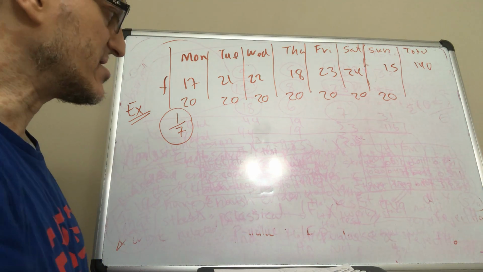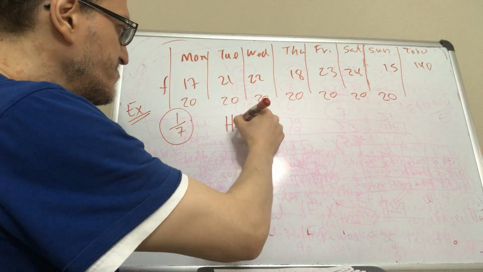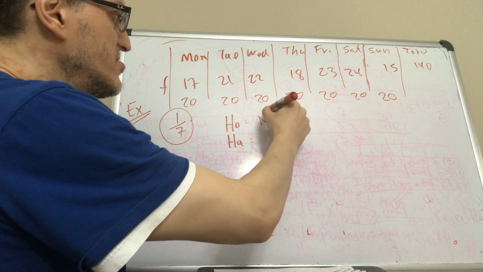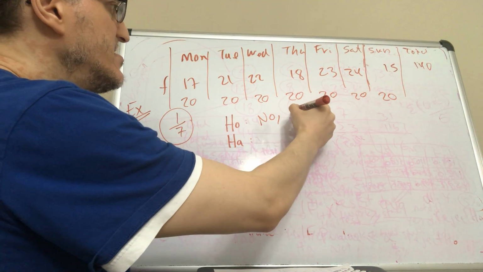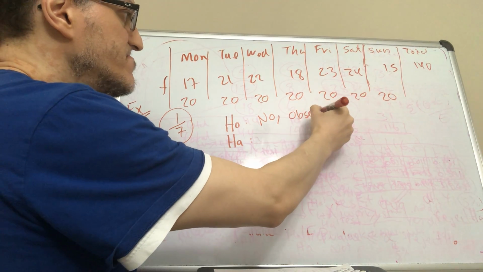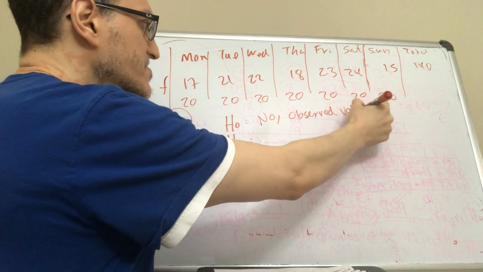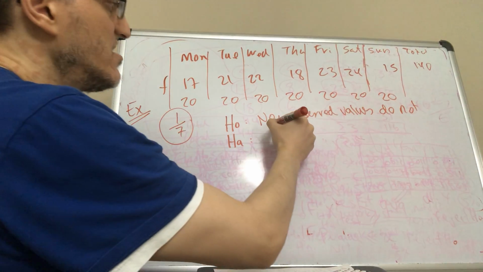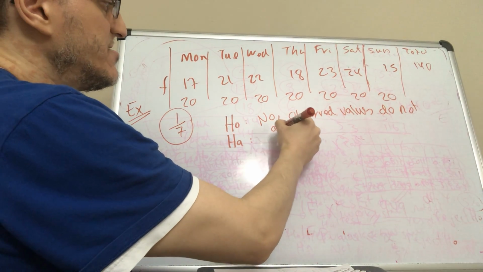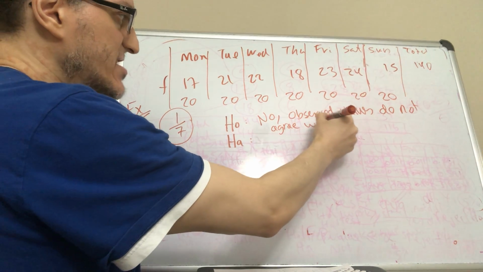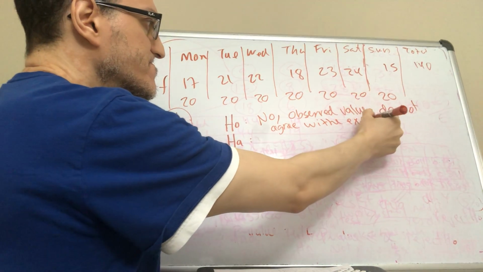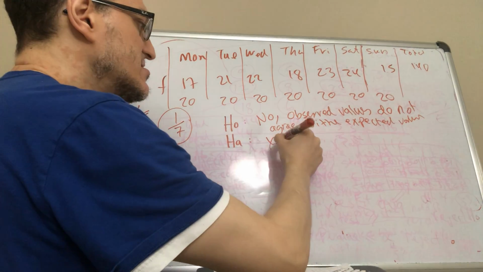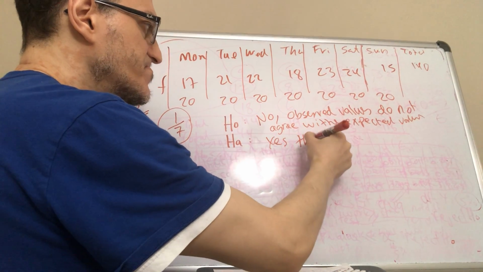Is this true or not? So you say, no, the observed values do not agree with the expected values, and here we say yes, it does, or they do.